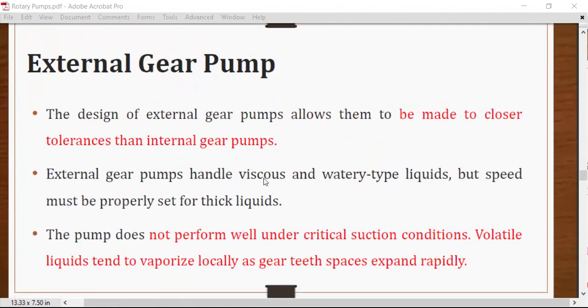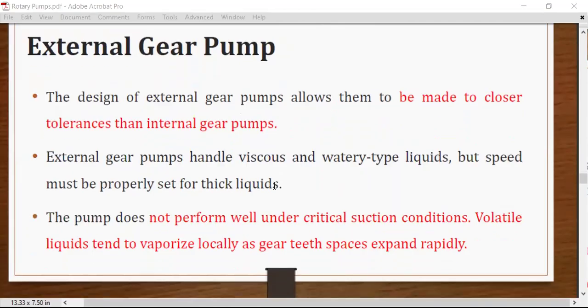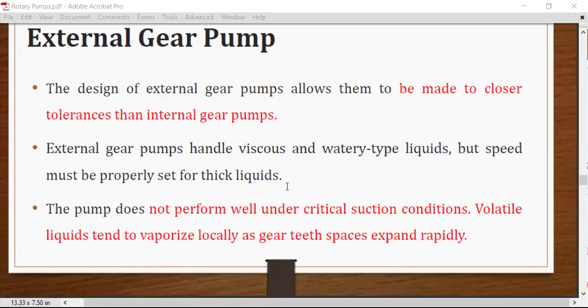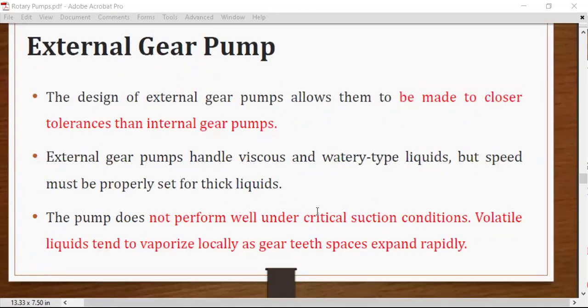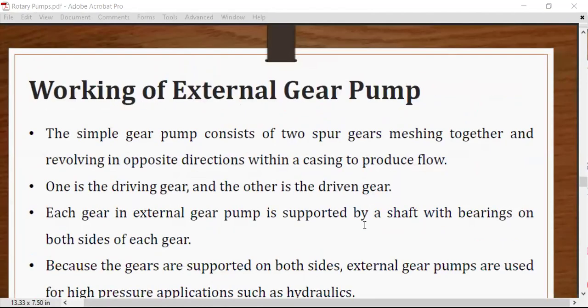External gear pump. The design of the external gear pump allows them to be made to closer tolerances than internal gear pumps. External gear pumps handle viscous and water-thin liquids, but speed must be properly set for thick liquids. The pumps do not perform well under critical suction conditions. Volatile liquids tend to evaporate locally as the gear spaces expand rapidly.